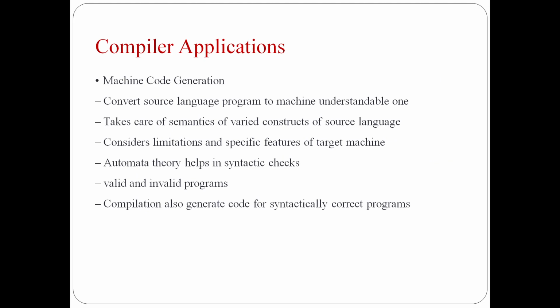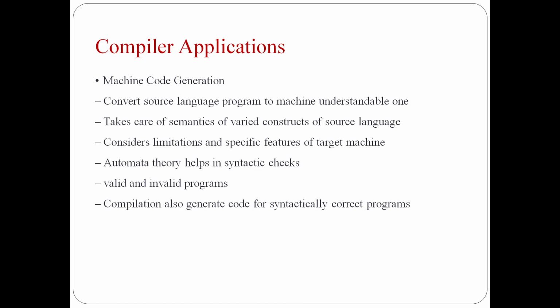So these are the different applications of the compiler. As I told, the compiler is mainly used for machine code generation. Normally we write the program in a higher level language, but the system does not understand higher level languages. The system understands only machine language programs. So to generate the machine code, we use the compiler. The compiler converts the source language program into a machine understandable one.